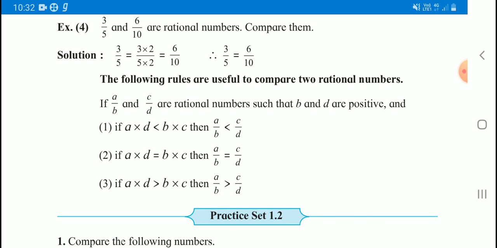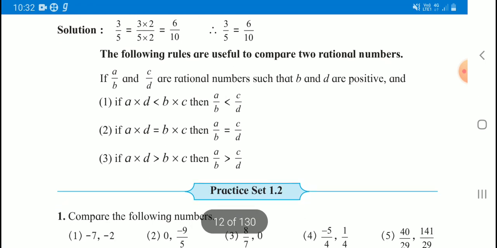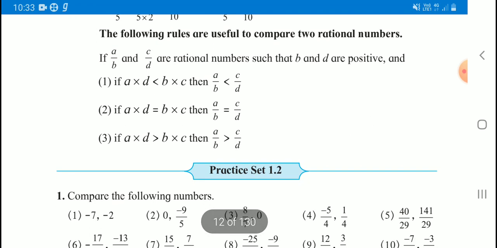Now they have given some rules which are useful to compare two rational numbers. Suppose a upon b and c upon d are rational numbers such that b and d are positive. They have given three conditions here. If a multiplied by d, means the numerator of one number multiplied by the denominator of the second number, is less than b multiplied by c, then the rational number a upon b is less than c upon d.